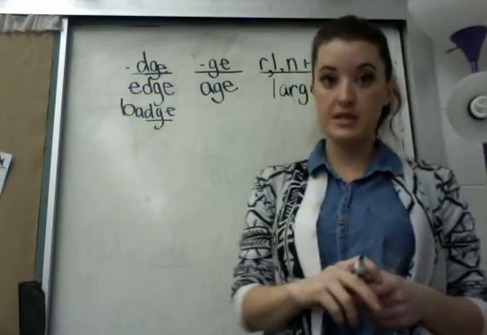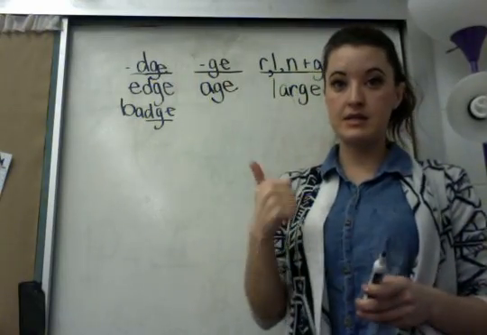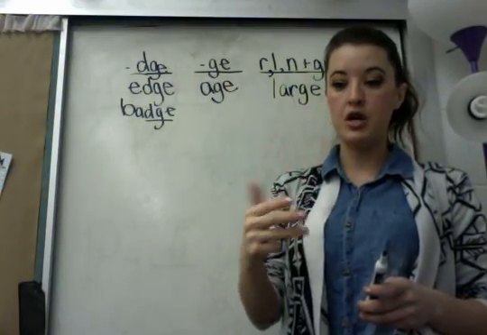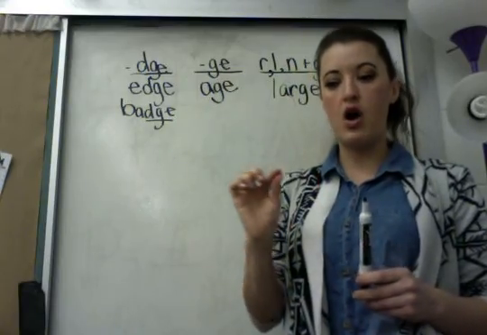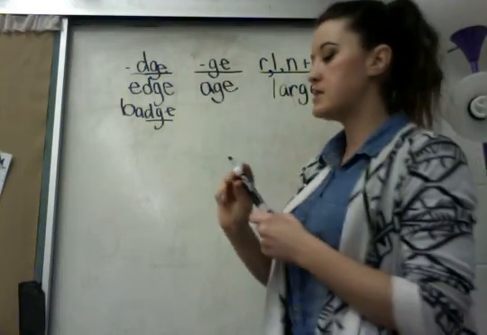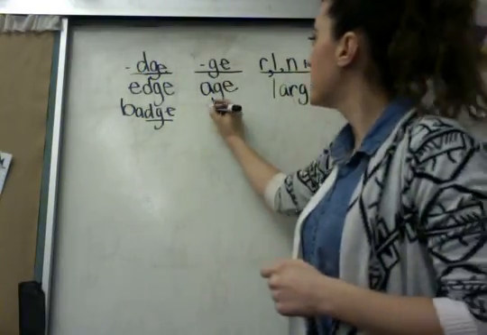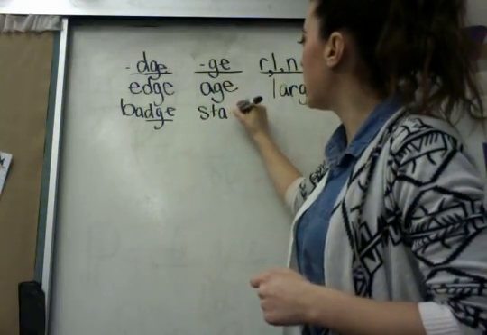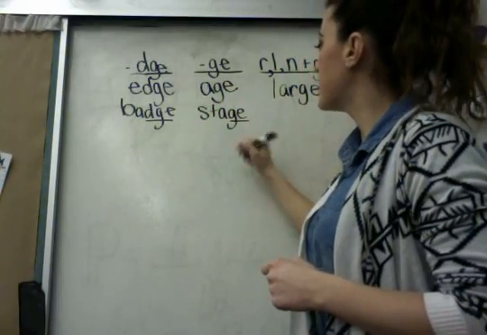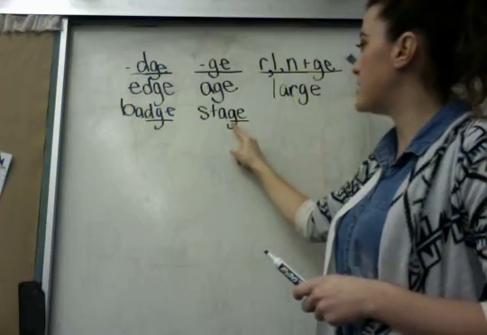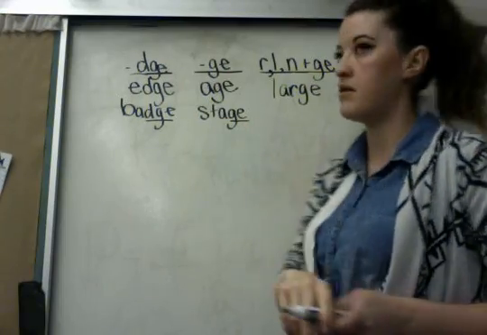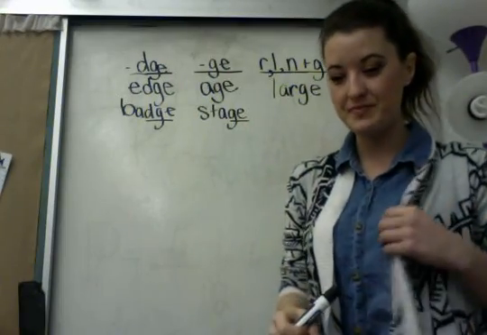The next word is the word stage. Age. In stage, I hear that long A sound, and stage is spelled S-T-A-G-E. So as you can see at the end of my word, I see my G-E pattern, and I hear that vowel making its name, stage.